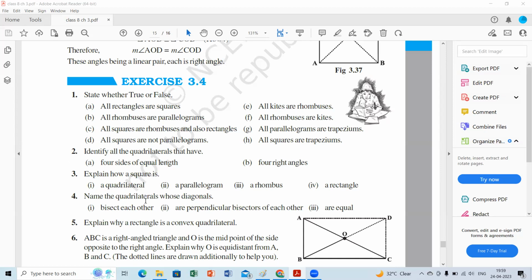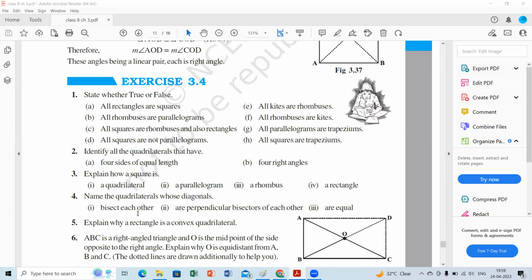Name the quadrilaterals whose diagonals bisect each other. That's more important, children. Parallelogram. Very good. Now, perpendicular bisectors of each other: rhombus. Very good.